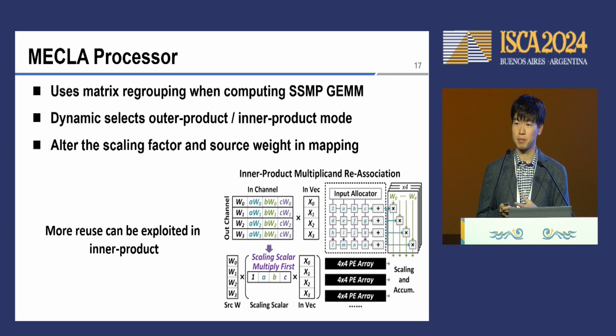But when more reuse can be exploited in the inner product, as the right path shows, we apply a reassociation mechanism, as we can see. We swap the position of the weight and the scaling factor. We map the scaling factor to the PEs, and we map the weights to the accumulators. This feature helps to exploit the partial sum reuse of the SNP method.